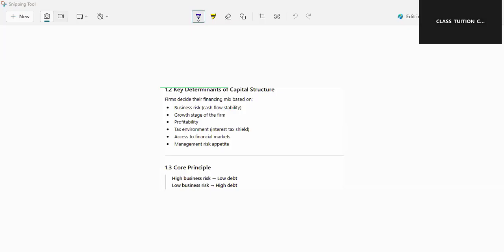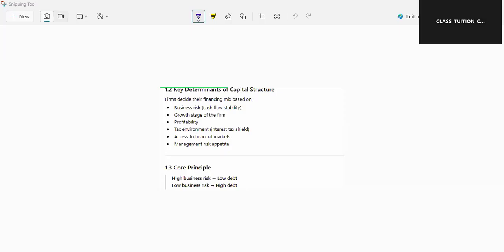Then also your management risk appetite. Conservative managers will prefer lower debt. Aggressive managers may increase leverage to boost their returns. So the principle here is that the higher the risk, the lower the debt usage. Low risk, you get high debt usage. This is because debt introduces a fixed financial obligation, which comes in terms of interest rates. These must be paid. So if cash flow is stable, debt becomes manageable. If cash flow is unstable, you don't even go to debt. Better look at equity financing.